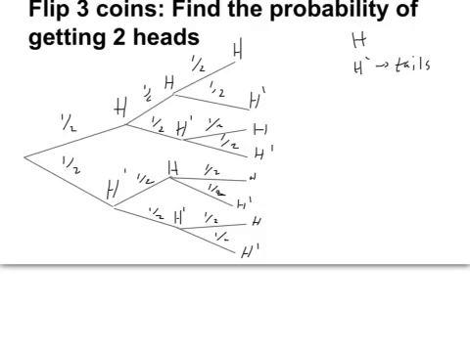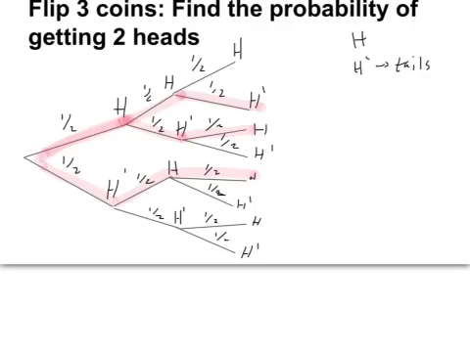So one pathway is getting heads, heads and not heads, getting heads, not heads and heads, and getting not heads, heads, heads. In all these ways, I'm getting 2 heads.